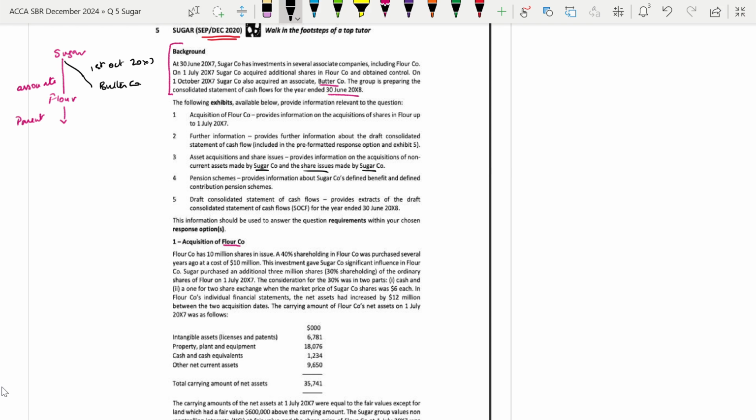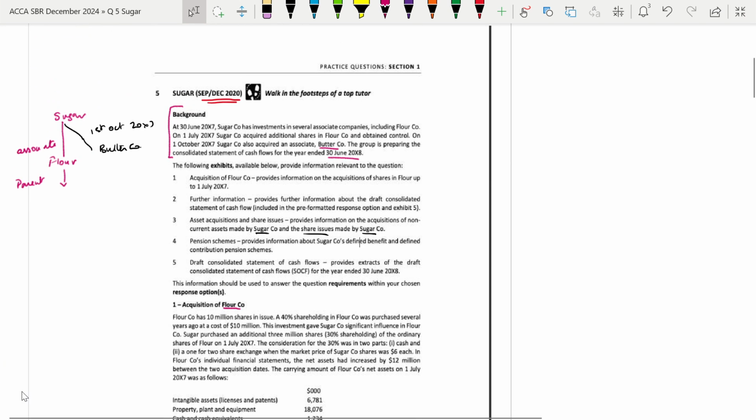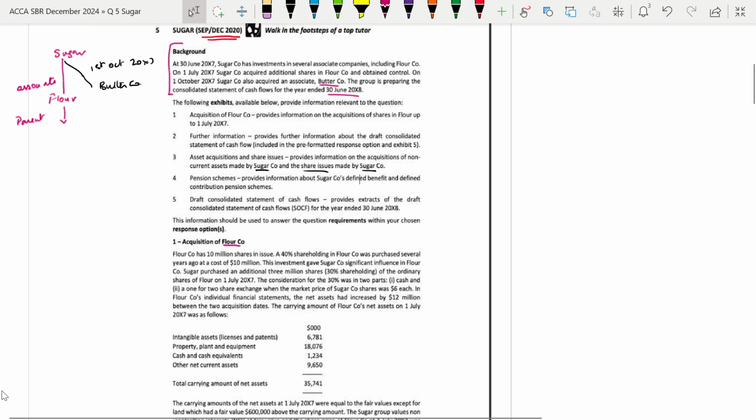You have the pension schemes. You have a statement of cash flows. Now, this is what it says. Very good. You should not waste that much time here. These are the things, but you have to read once.